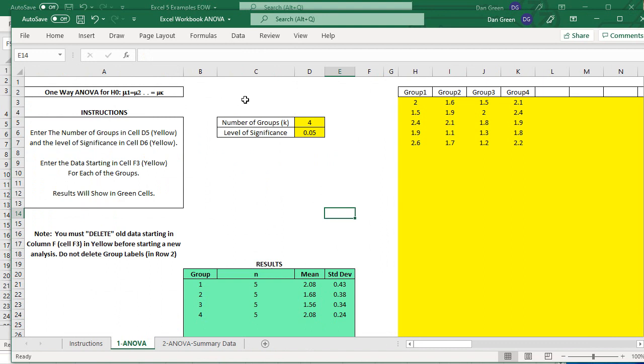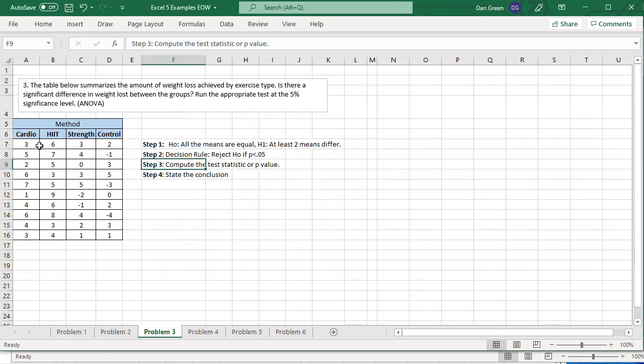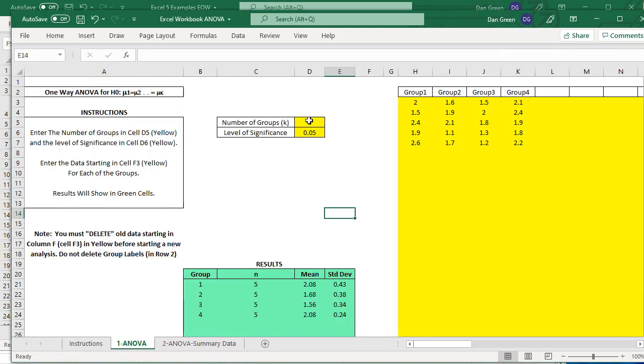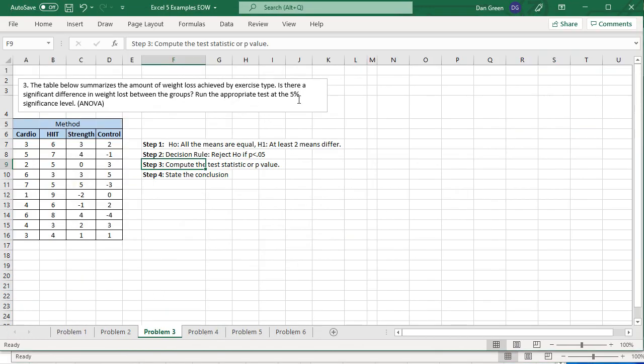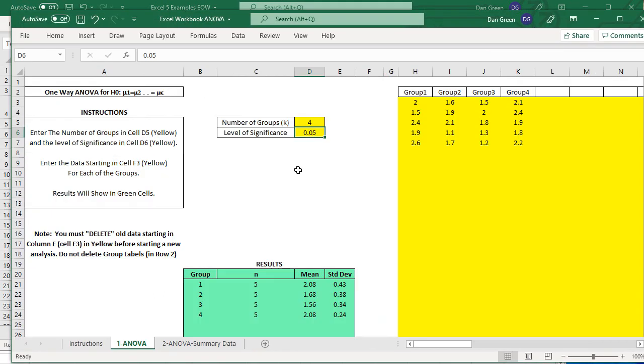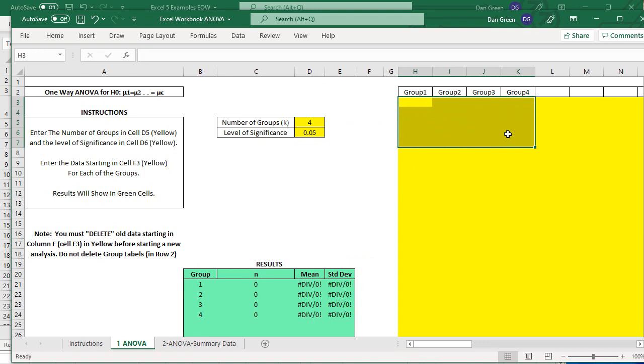So you are going to open the Excel workbook ANOVA. And first you'll look at the number of groups compared. Now in our example, we also have 4 groups compared. 1, 2, 3, 4 sets of means. So that's still 4. We're still doing 0.05 level of significance right here, 5% level of significance. And here's our data. It gives you actual data. So we're going to take and delete that data out of there.